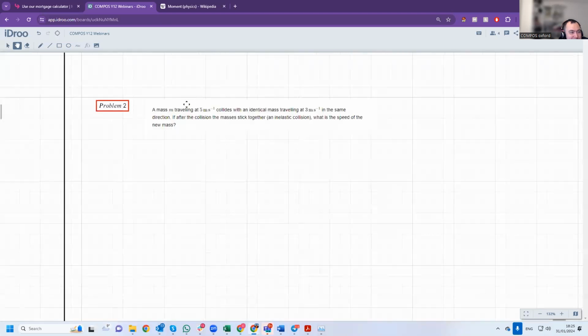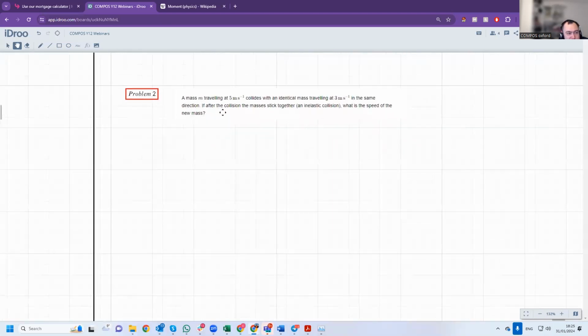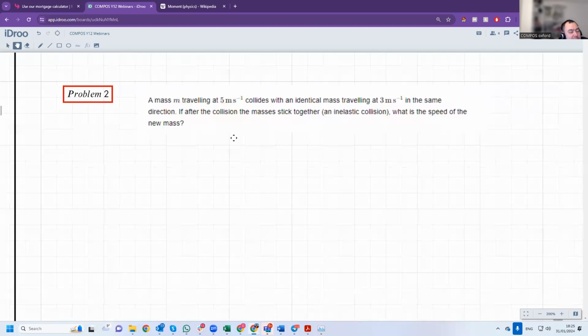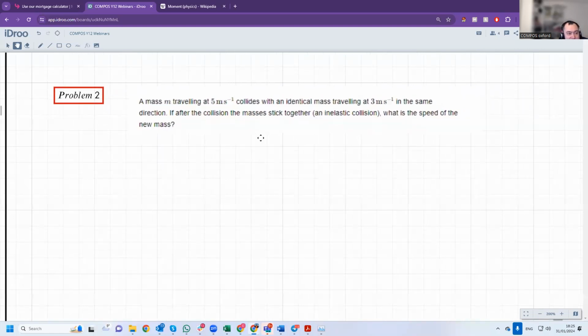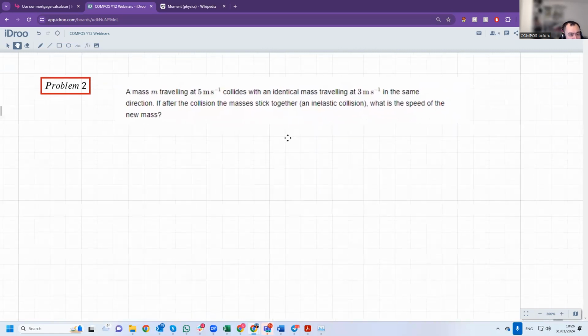Okay, moving on. Now we're going to do some reasonably easy questions. A mass m traveling at 5 meters per second collides with an identical mass traveling at 3 meters per second in the same direction. After the collision, the masses stick together. What is the speed of the new mass? So we have a mass m and another mass m traveling in the same direction. So which one is moving faster?